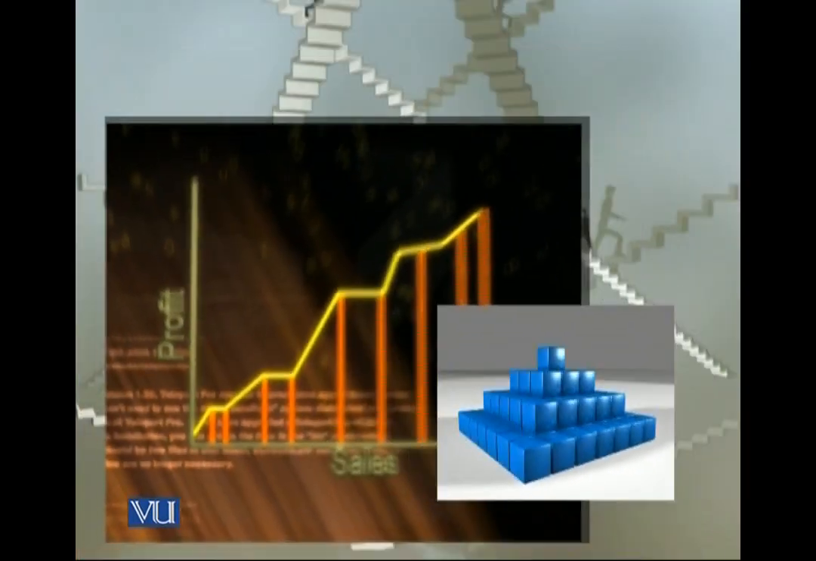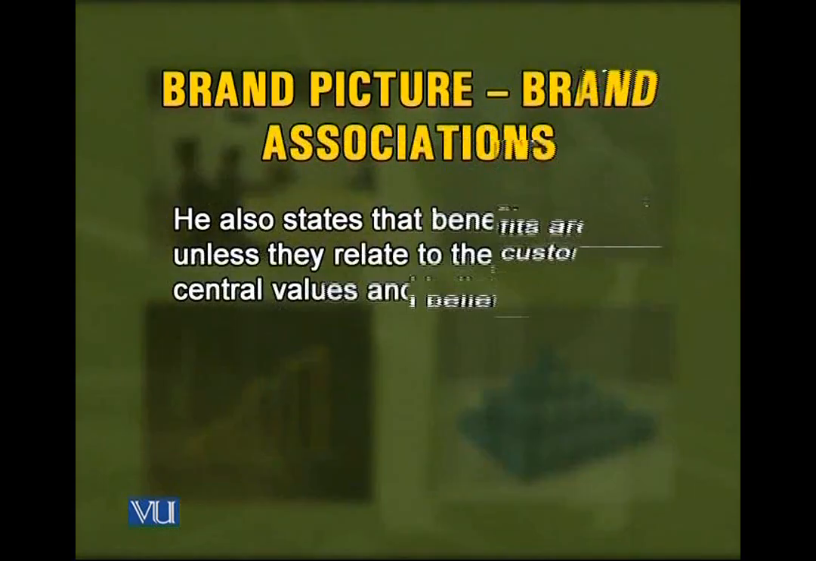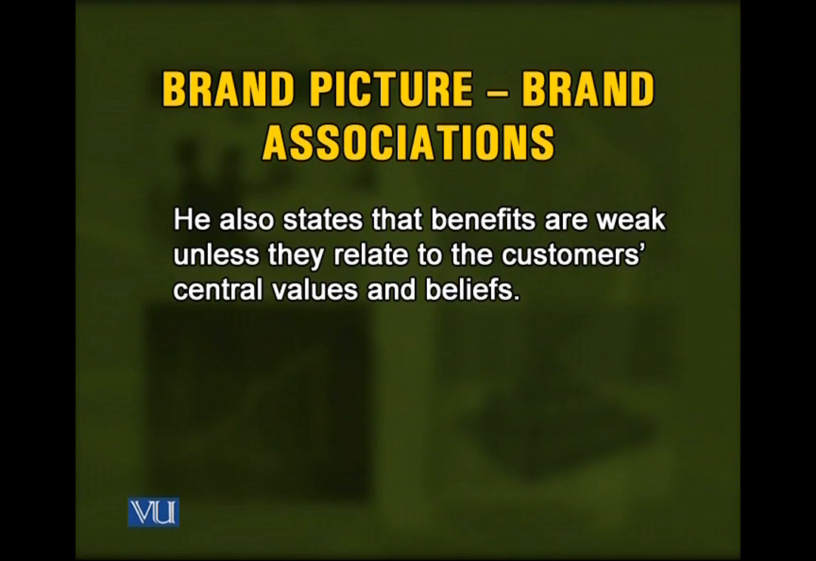Just like Scott Davis says that features and attributes remain undifferentiated unless they translate into benefits, he also goes on to say that benefits remain weak until the time they translate into values and beliefs. What are those values and beliefs? Let us talk about those with the help of a graphic illustration.